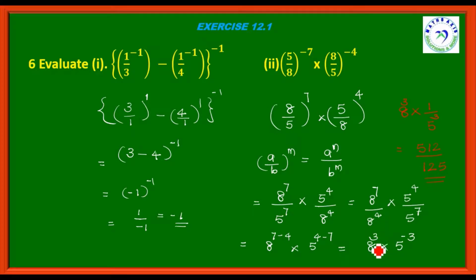See here the second last step, 8 cube into 5 raised to minus 3. 5 raised to minus 3, let us take the reciprocal. It becomes 1 by 5 raised to 3. So 8 cube into 1 by 5 power 3. 8 cube is 512. 5 cube is 125. So the answer is 512 divided by 125.